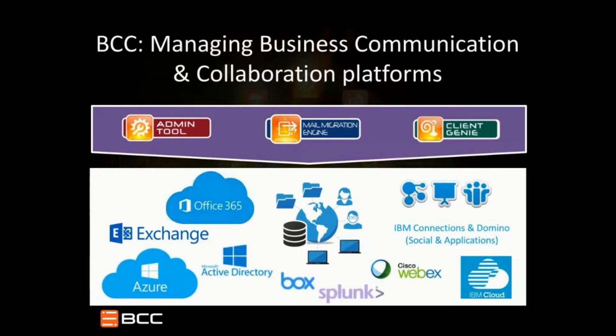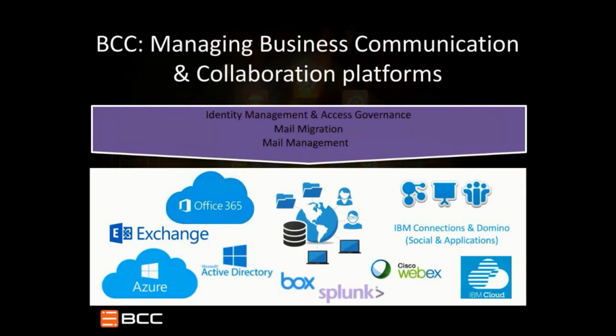So, our complete offering set, we're not talking about all of these things today, but the complete offering set covers all of these applications you see underneath. So anything to do with Azure and Active Directory and Office 365 and Exchange, as well as Box. And we can output stuff into Splunk. We can control users in Cisco WebEx. We also manage IBM's cloud and the IBM social applications in total. So again, the three strands that go into that are identity management, access governance, mail migration, and mail management.